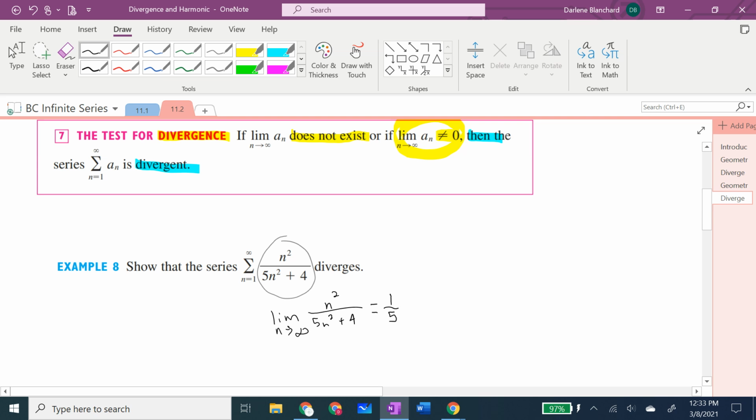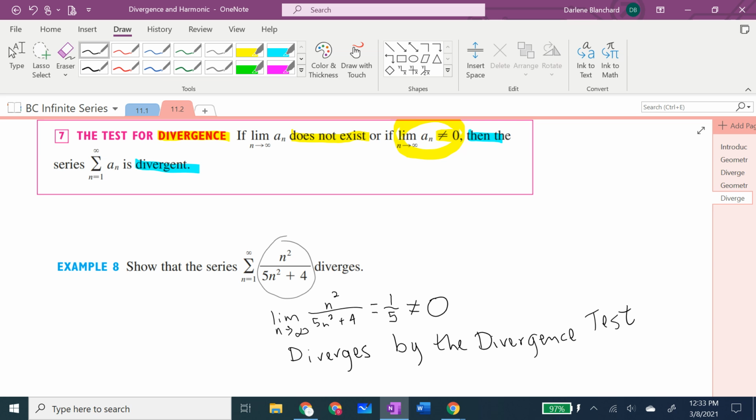So what you're going to write on a test is that you found this limit and that the answer was not 0. Then the only thing you have to say is that this diverges by the divergence test. And you're done.